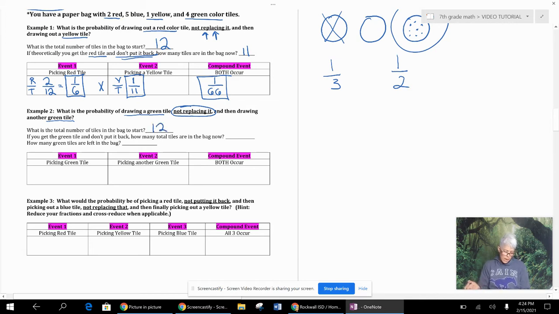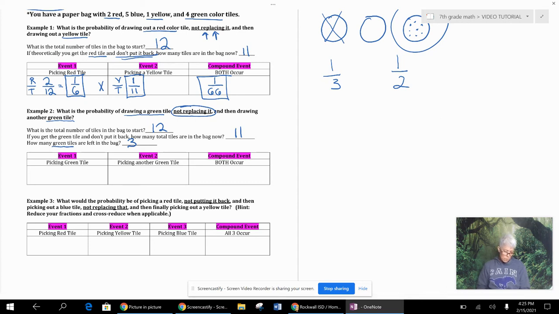If you get the green tile and don't put it back, how many will be in the bag? Well, 11. If you reach in and get a green tile, how many green tiles are going to be left? Well, we started out with 4 green tiles. We took 1 out. So now there's 3 green tiles left. So let's see how this works mathematically.